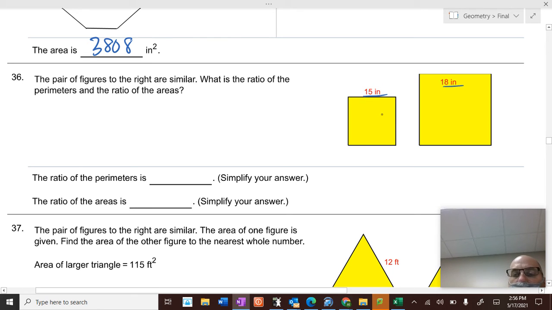All right, similar polygons. 15 to 18 is a 5 to 6 ratio. So the ratio of the perimeters is 5 to 6. The ratio of the areas, you square the scale factor, which is 25 to 36. You just square the numbers.